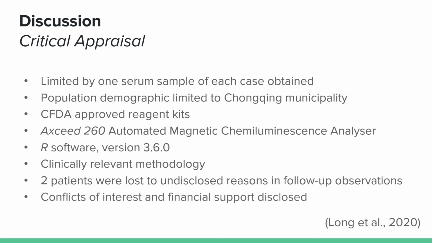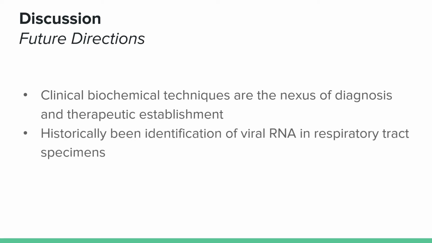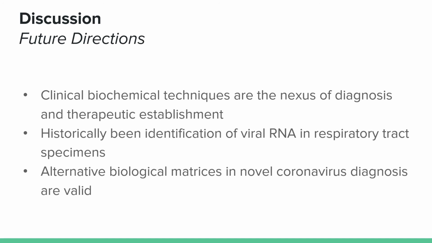Potentially relevant conflicts of interest and financial support were disclosed, authenticating author transparency, however, should be taken into consideration when reviewing publication bias. Clinical biochemical techniques are the nexus for pathological diagnosis. The principal armamentarium of coronavirus etiological diagnosis has historically been the molecular biochemical identification of viral RNA in respiratory tract specimens due to the variability of real-time PCR. The amalgamated works of Long et al. and others indicate the potential validity of alternative biological matrices in COVID-19 diagnosis.